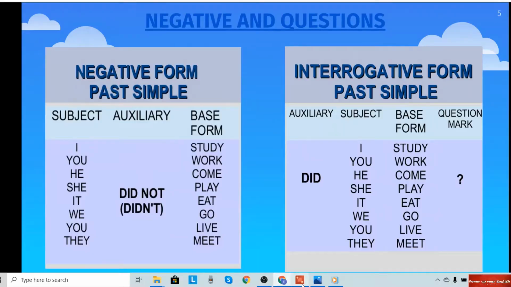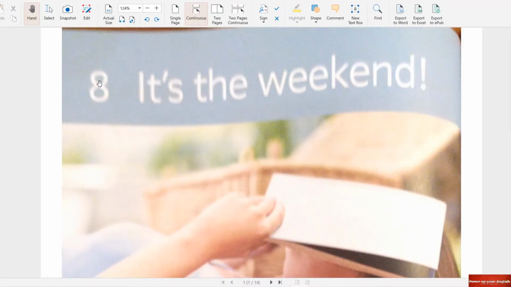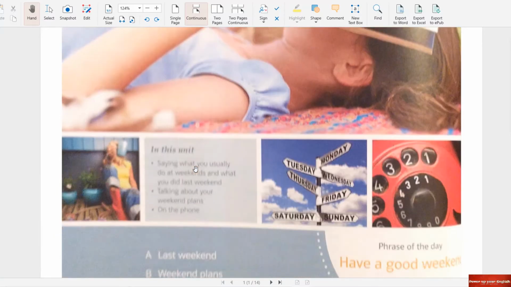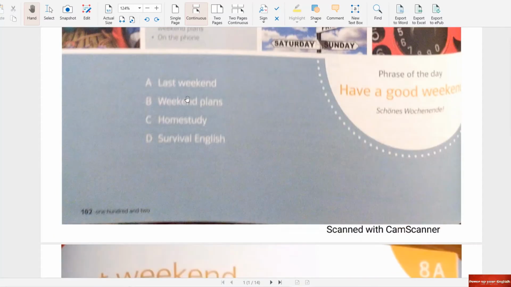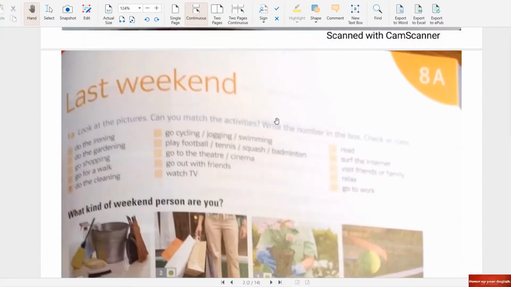So let's go back to our book. So we are on unit 8. 8, it's the weekend. Very good. But we're going to be talking about last weekend. So not the weekend that is coming, not the present, but the past. And the phrase of the day is have a good weekend. In German, schönes Wochenende. In Italian, buon fine settimana.